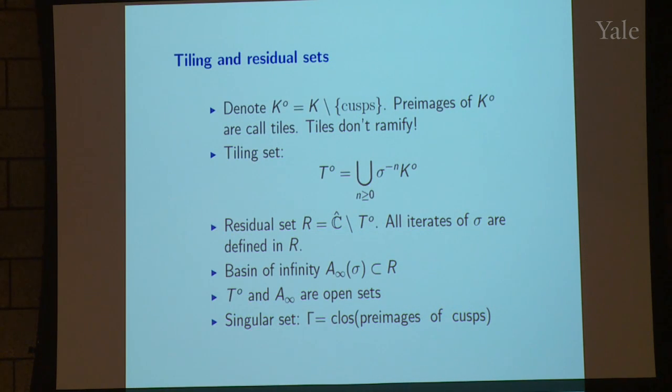And then, so that's the notation. It's convenient to exclude cusps from the deltoid, so I'll call it K0. Then the preimages of this will be called tiles, and they don't ramify, as I explained. And then the tiling set will be the union of all preimages. And the residual set is the complement of this. And this is where all iterates of the Schwarz reflection are defined.